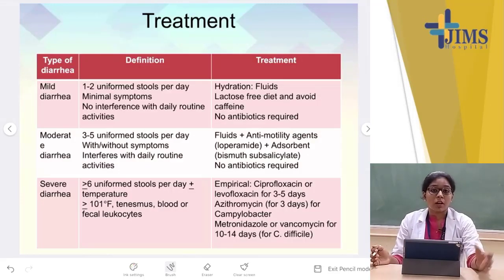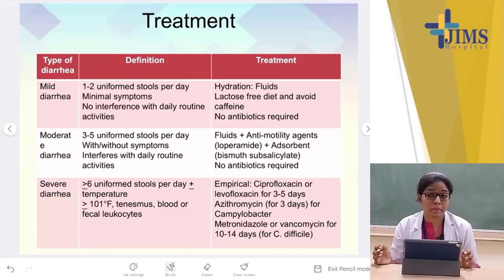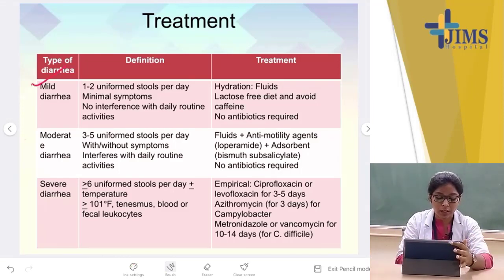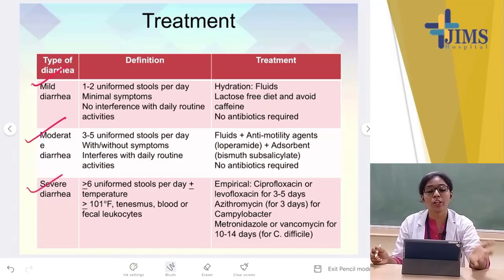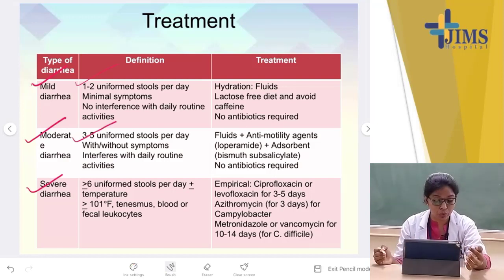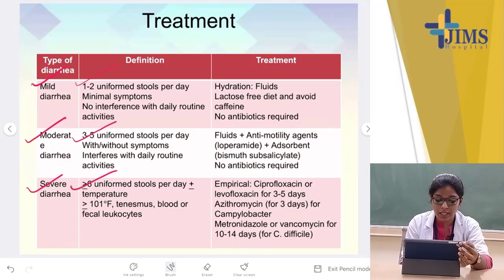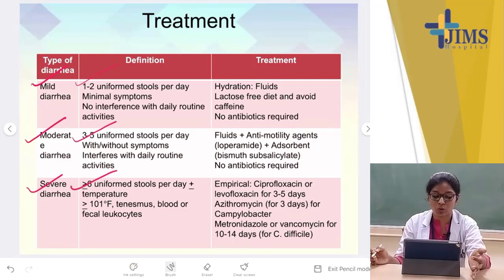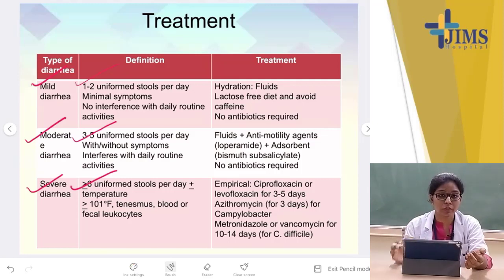Now treatment. I have classified this treatment methodology into 3 types: mild diarrhea, moderate diarrhea, and severe diarrhea. What are they? Mild diarrhea is just 1 to 2 uniform stools per day. Moderate is 3 to 5 uniform stools per day, and severe diarrhea is greater than or equal to 6 uniform stools per day. Besides, there are other symptoms too. The table is given for the treatment that should be provided for such cases, so observe it minutely.